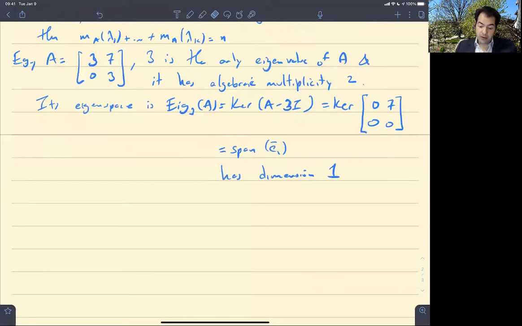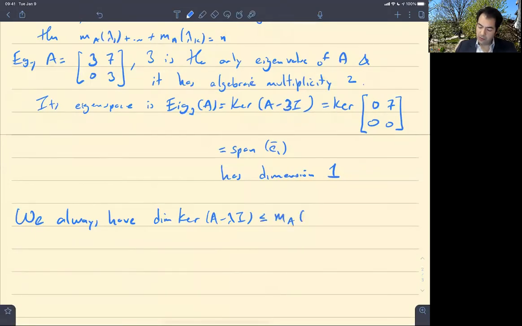So you can see the problem here. This matrix is not diagonalizable. It does not have a basis consisting of eigenvectors, because there's only a one-dimensional space of eigenvectors. So the problem is that the geometric multiplicity does not match the algebraic multiplicity. Now we always have that the dimension of the kernel of A minus lambda times the identity is bounded above by the algebraic multiplicity of lambda.